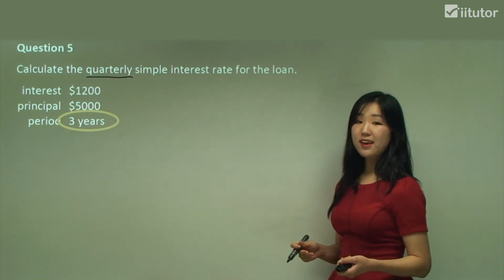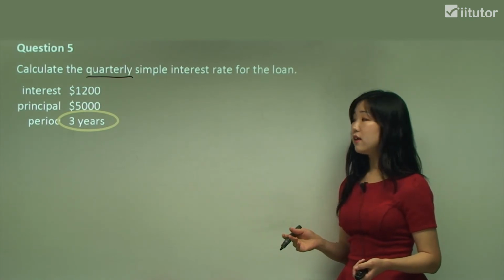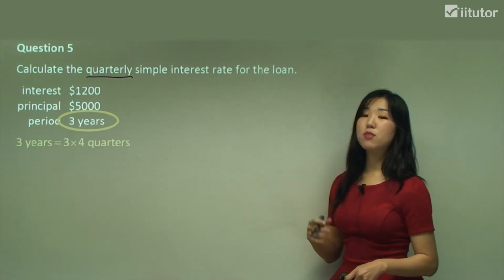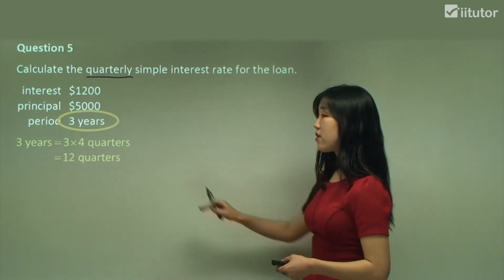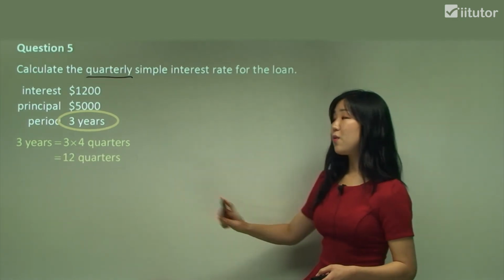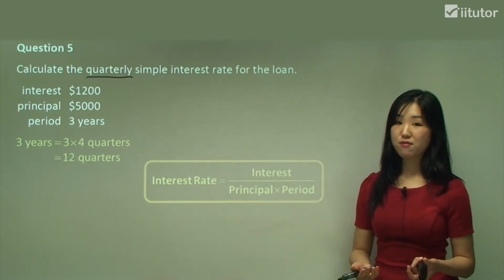How many quarters in a year? There's 4 quarters in a year. So in 3 years, there should be 3 times 4 quarters, which is equivalent to 12 quarters. So we've converted the period in terms of quarters. We can now finally use our interest rate formula.